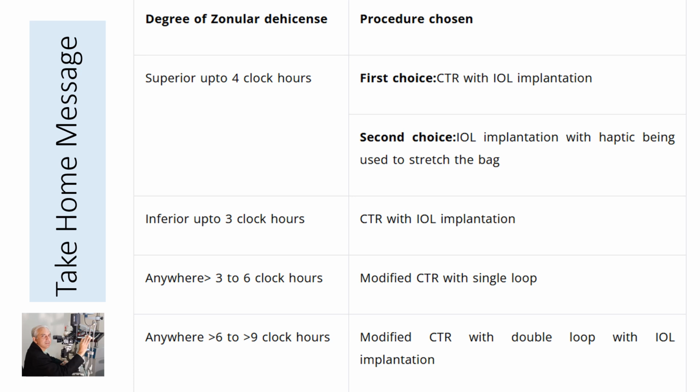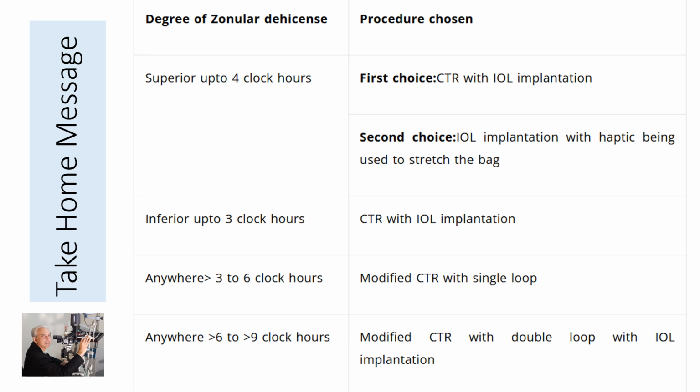So the take-home message is, if the degree of zonular dehiscence is superior and up to 4 clock hours, the first choice is a CTR with an IOL implantation. Because gravity is not working over there, you can still implant it, with the haptics used to stretch the bag. So you can put one haptic at 6 o'clock and the other at 12 o'clock to stretch that capsule, and that will remain stable.